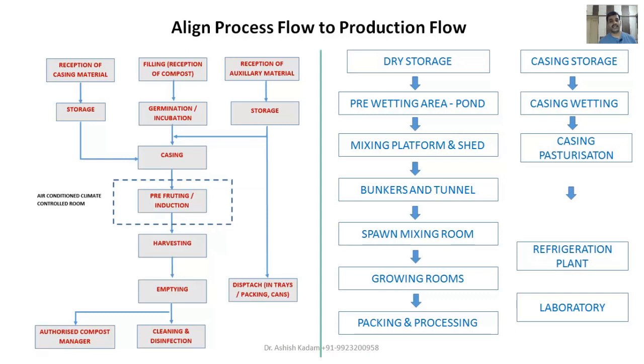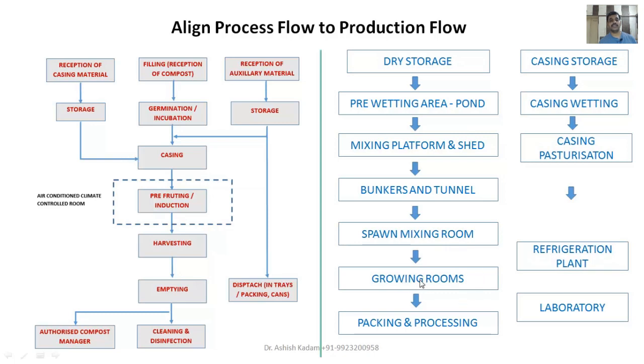This is the technology people are now adopting. If you are going for mass production, or if you still want to follow the old traditional methods, then you can use this spawn mixing area where you can mix the pasteurized cold compost with the spawn spores or spawn inoculated grains. After this, the bags will get shifted into the growing area or the cropping area.